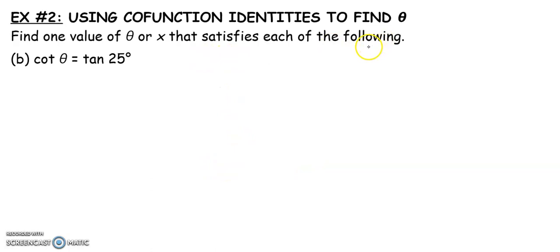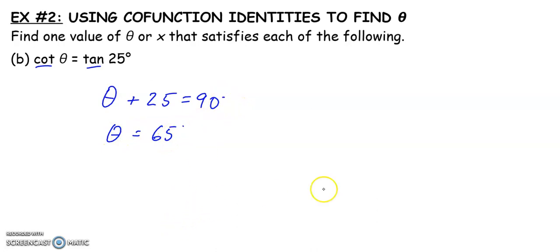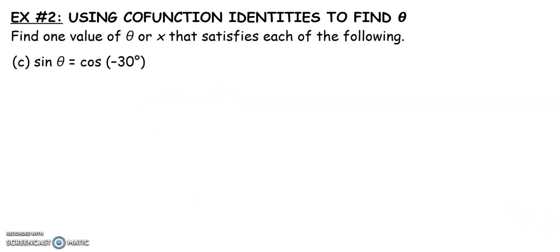So using these cofunction identities, let's find theta. We're saying one value of theta because many values of theta could potentially work. We just want to find one of them. Notice that cotangent and tangent are my cofunctions. That means theta and 25 are complements. So theta plus 25 degrees equals 90 degrees. That means theta would have to equal 65 degrees. Boom. It's that easy.